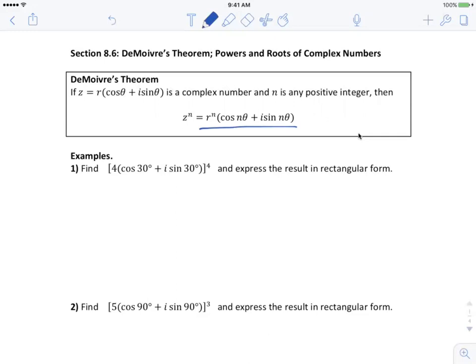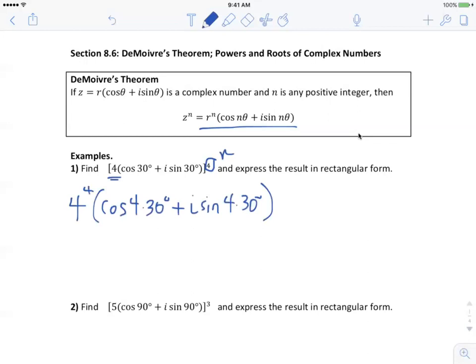Notice n appears in three places. n is always the power. So in this example number one, there's n, and you just plug that in where it says to. So you're going to take this front 4 to the power of n, so that's 4 to the 4th, and then cosine 4 times 30 plus i sine 4 times 30.